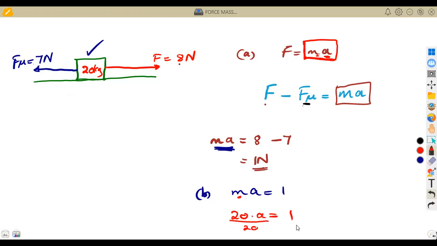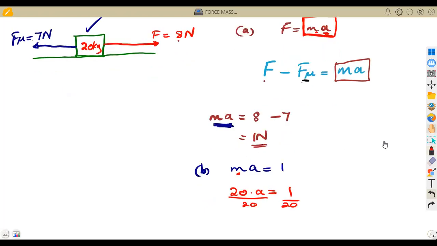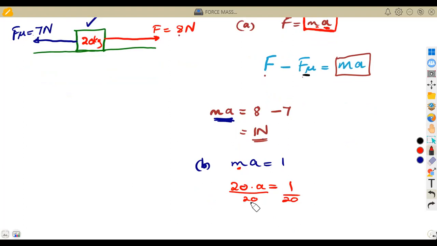So we can divide by 20 both sides to obtain our acceleration in this case. So therefore, our acceleration is going to be what? 1 divided by 20 is going to be something like 0.05 meters per square second, like this.